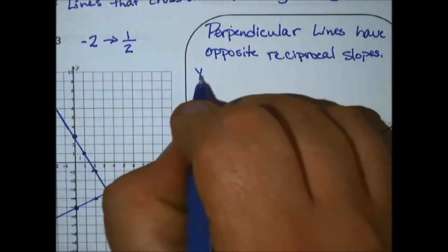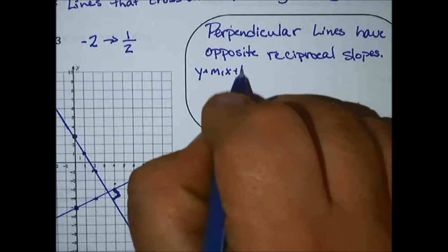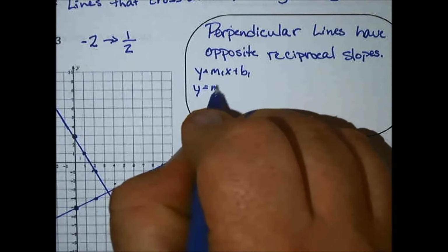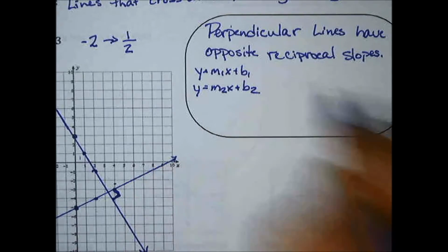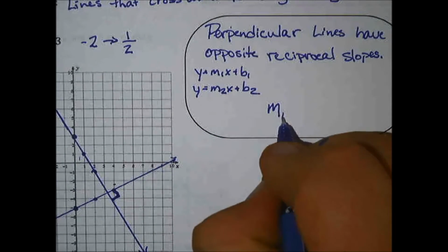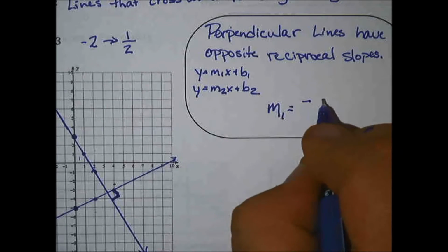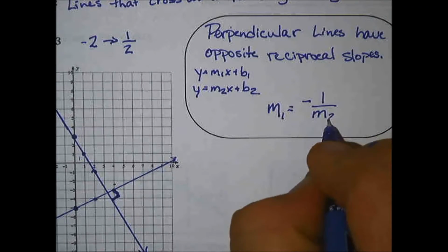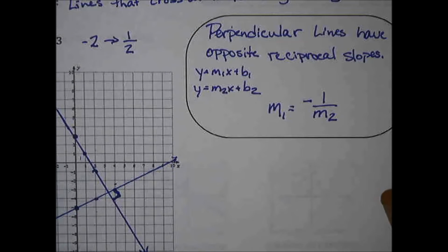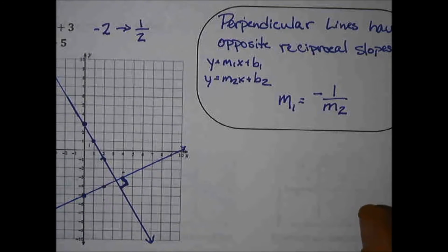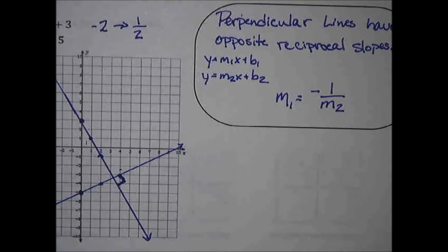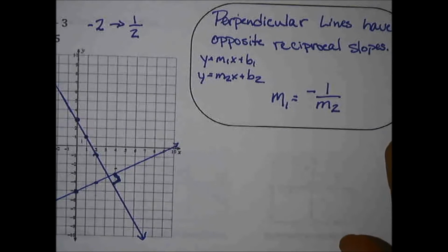So if I have two lines that are perpendicular, y equals m1x plus b1, and y equals m2x plus b2, I know that m1 equals the negative, flip it over, of m2. All right? And that's how we're going to do finding those perpendicular lines, is to take the slope, flip it over, and throw a negative in there. And basically throwing that negative in there just means change the sign. If it's plus, make it minus. If it's minus, make it plus.